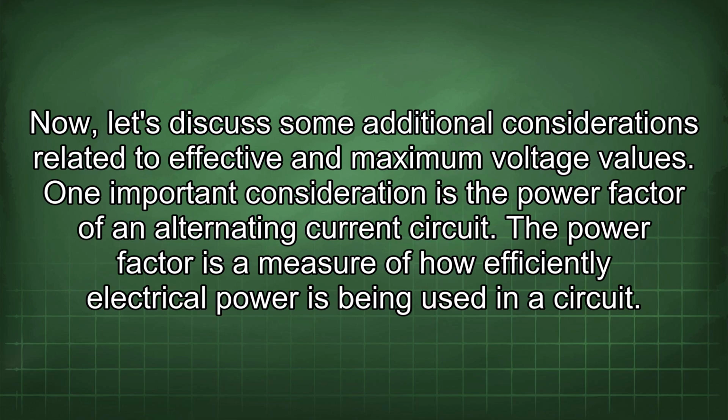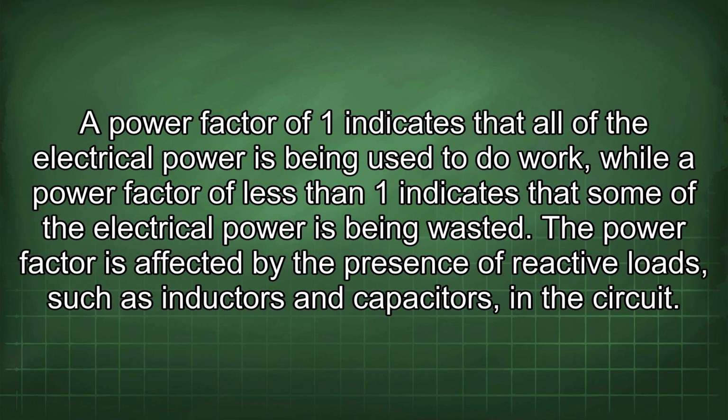Now, let's discuss some additional considerations related to effective and maximum voltage values. One important consideration is the power factor of an alternating current circuit. The power factor is a measure of how efficiently electrical power is being used in the circuit. A power factor of 1 indicates that all of the electrical power is being used to do work, while a power factor of less than 1 indicates that some of the electrical power is being wasted.